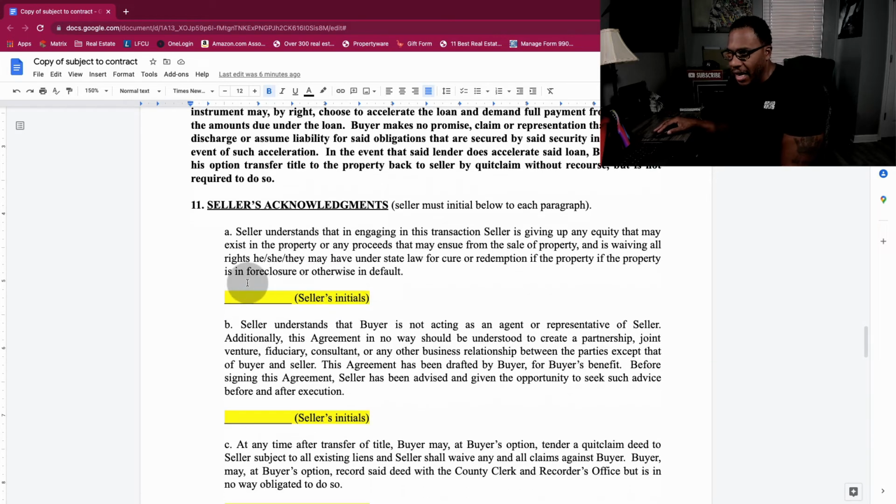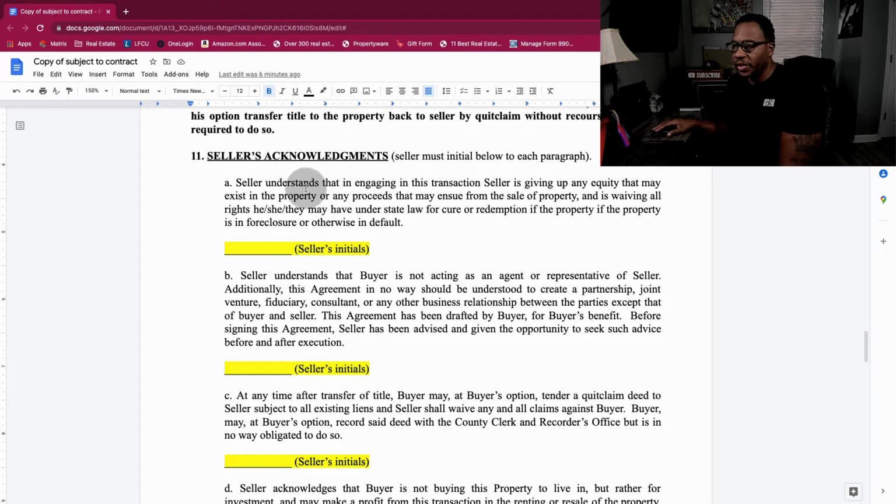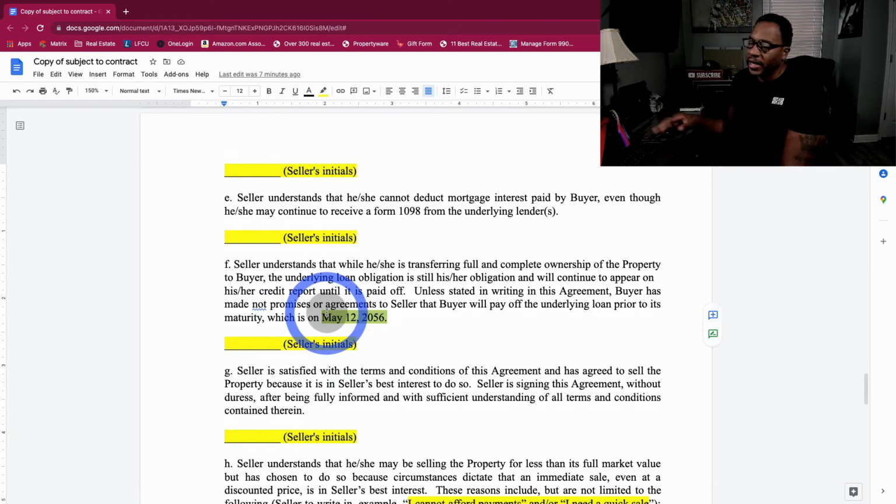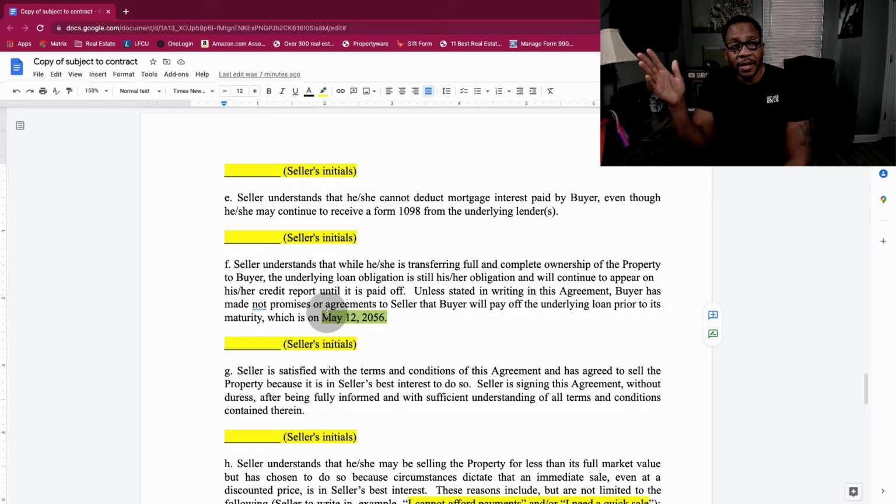And then the seller goes through a bunch of acknowledgements that they initial, understands that they're engaging in a transaction and giving them equity. The seller understands the buyer's not acting as a representative, and so on and so forth. Here's another thing that the seller needs to understand is that when you make these payments, you're going to say that you're going to make these payments until the loan is paid off. That means that loan will stay in their name for, it could be 20 years. Or you may fix it up in 3 months, flip it and pay the loan off in 3 or 4 months. All right. They just have to understand that that loan is going to be in their name.